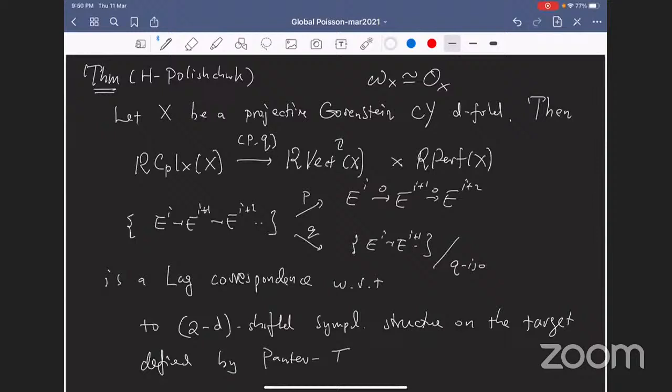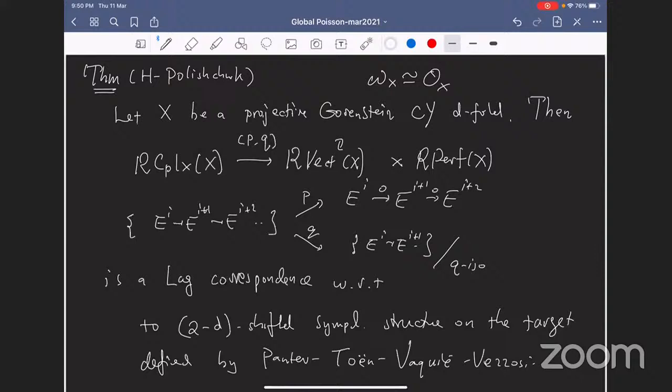So these two, actually the Z graded vector bundle is a substack of the second one. So the only essential one is in the second component, R perfect. That's the main result of PTVV. They show that this carries a 2 minus d shifted symplectic structure. So our result just says this map defines a Lagrangian correspondence.